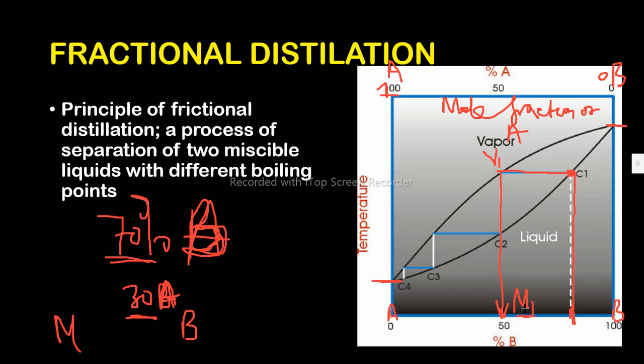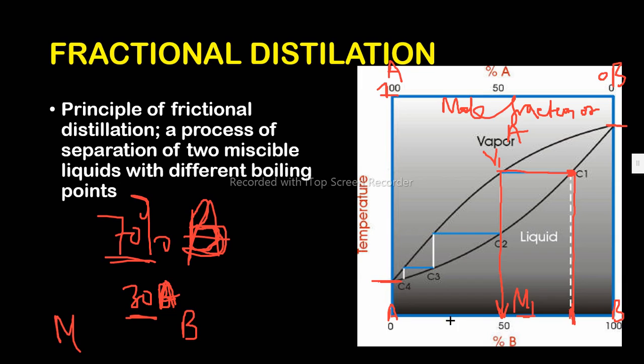Okay? So you can see the composition of A in the liquid mixture is going to increase, whereas the composition of B in the liquid mixture is going to decrease. Why? Because since A boils at a lower temperature than B, A gives off a vapor, or the vapor will contain more of A than B. So when you try to condense the vapor, you will have more A in the liquid mixture than B.